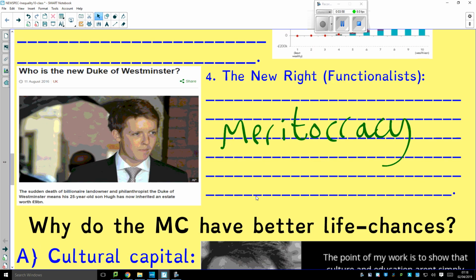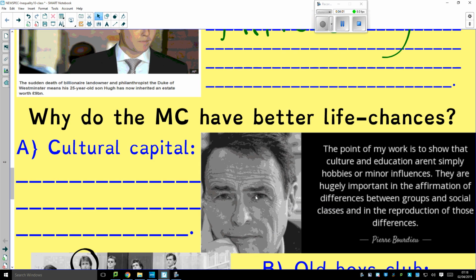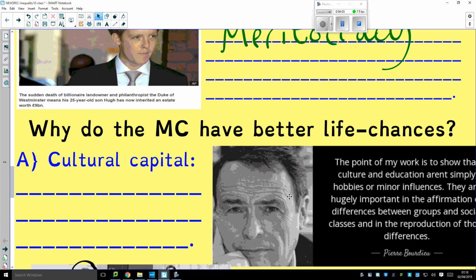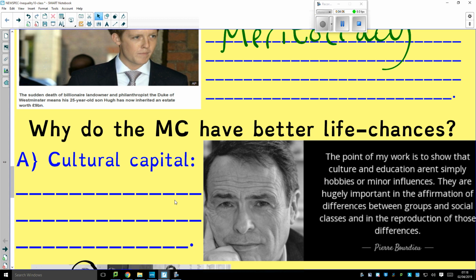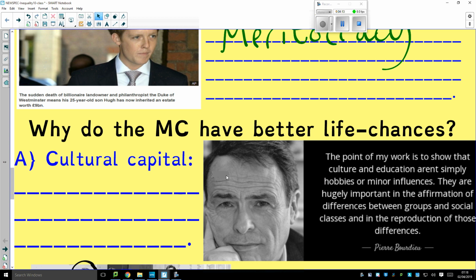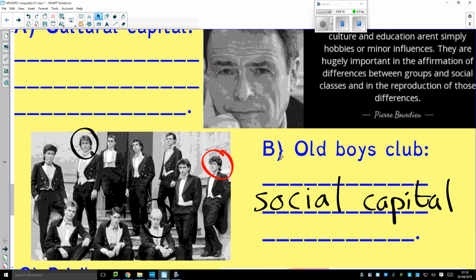It's fair. So why do the middle class have better life chances? Well, in education, it's cultural capital: the museum trips, the piano lessons, all help make sure you stay at the top of the pyramid. The old boys club, social capital. If you're this bloke here, you went to university with Boris Johnson and David Cameron and other influential people, and they've helped you in your life, so you can be stupid and make mistakes and your business can crash, but your powerful friends can help you.